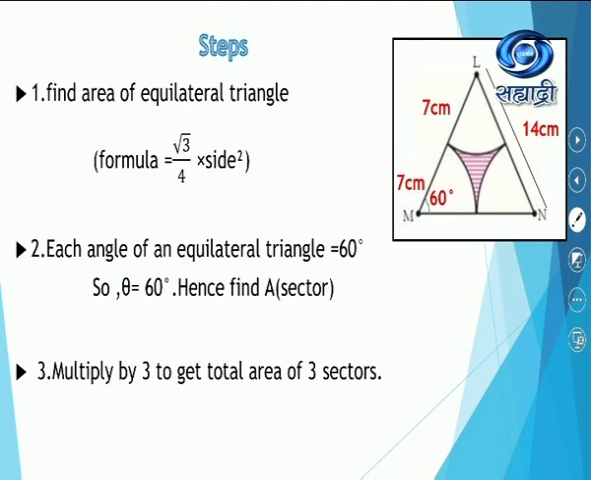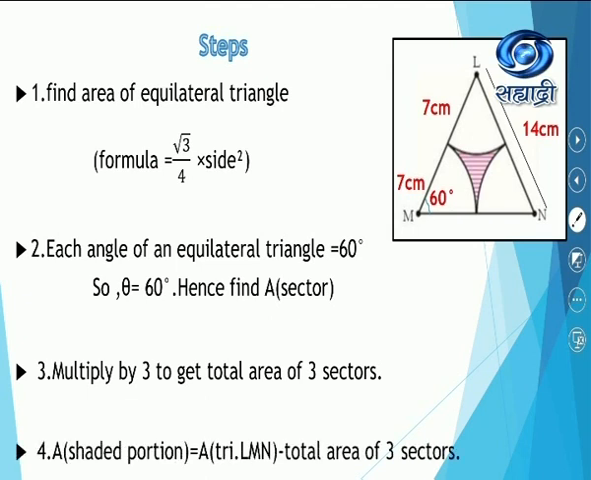Now the third step, you have to find out the area of all the three sectors. So what you have to do, you have got the area of one sector, multiply it by 3, you will get the total area of three sectors. And last one, you have to find out the area of shaded portion. So how will you find it out? Exactly. You have the area of the triangle LMN, subtract the total area of these three sectors and you will get the area of the shaded region.